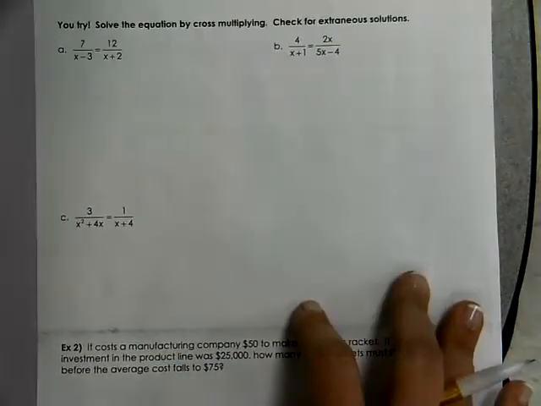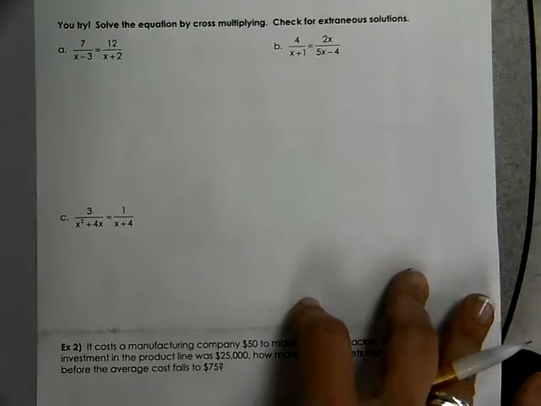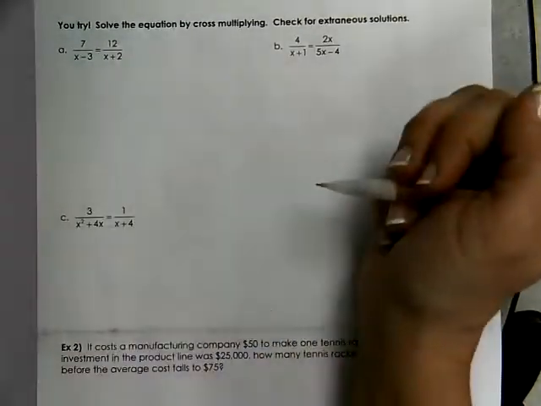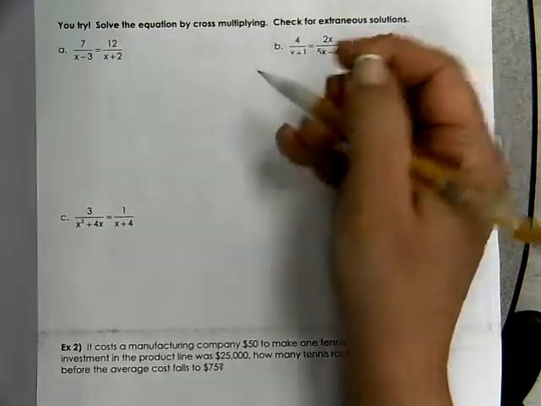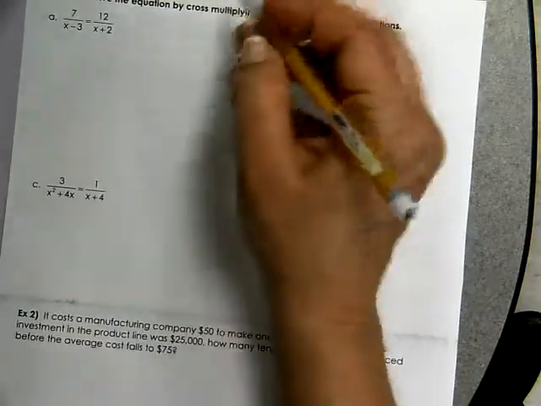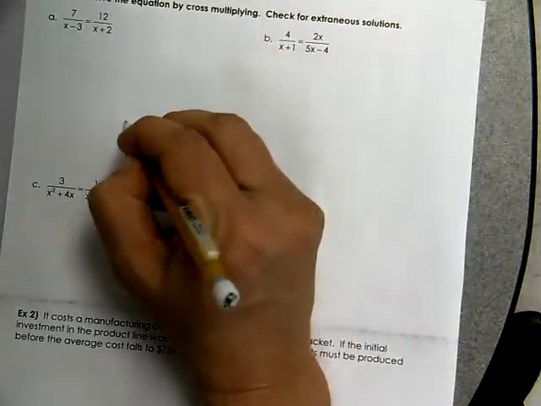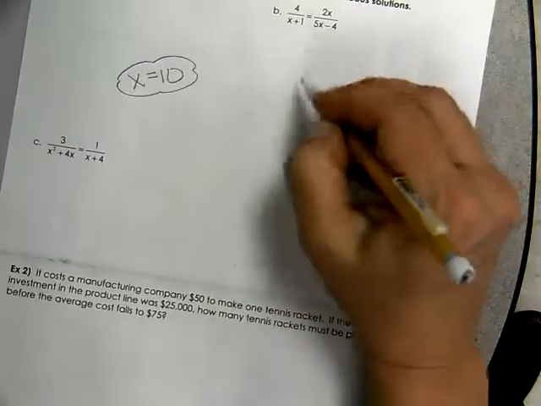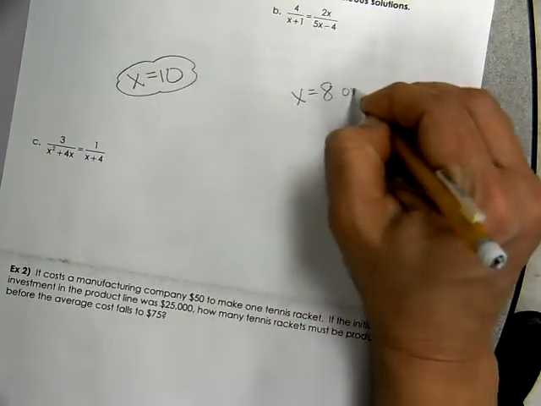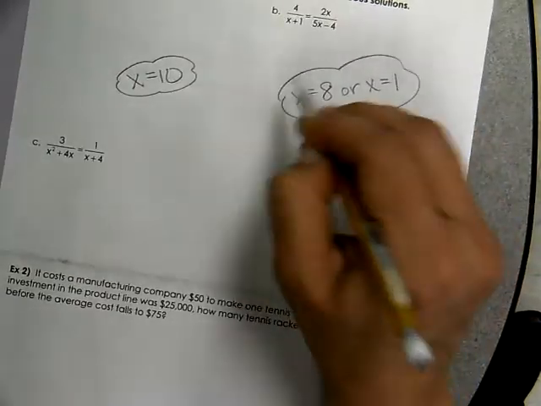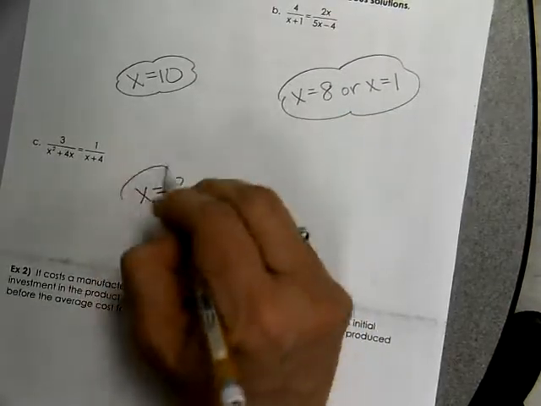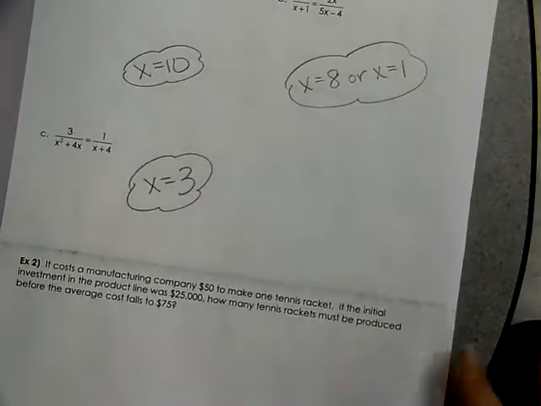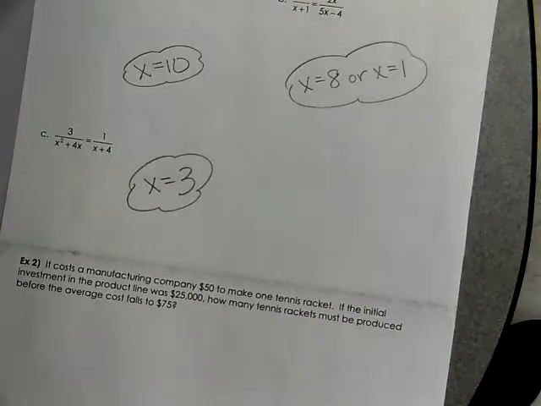There are 3 U-try problems that are on the back that you can definitely try. The worked out solutions are on the website. If you've been working ahead or if you want to try these before trying the homework, your answer for U-try A should be x equals 10. Letter B is x equals 8 or x equals 1. And the answer for C ends up being x equals 3. Again, the worked out solutions are on the My Classes website for you, okay?